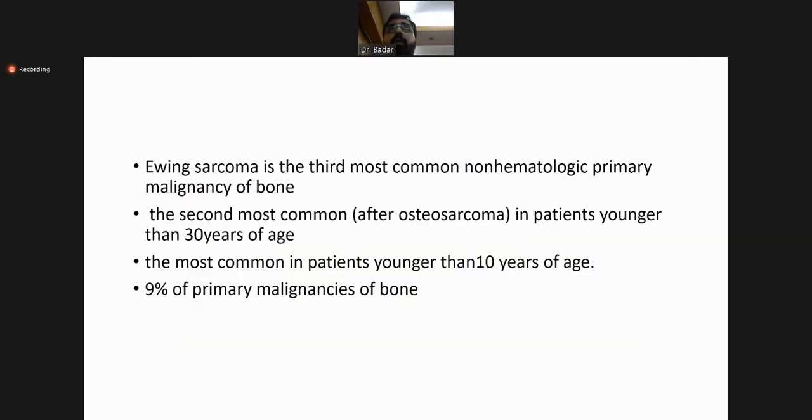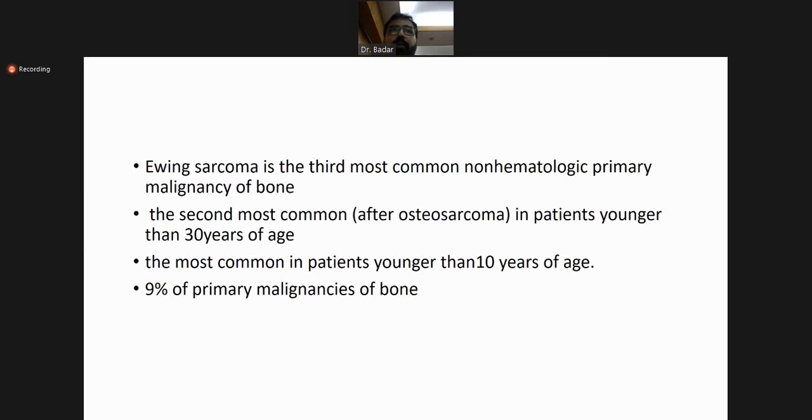Ewing sarcoma is the third most common primary malignant bone tumor. The first one is osteosarcoma, the second is chondrosarcoma, and the third is Ewing sarcoma. It is the second most common after osteosarcoma in patients younger than 30. Osteosarcoma is most common in the first 2 decades, and the second one is Ewing, while Ewing sarcoma is most common in the first decade, the first 10 years of age.